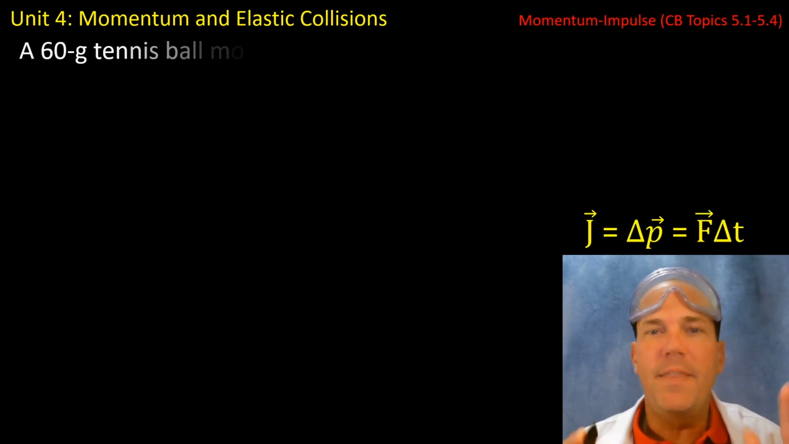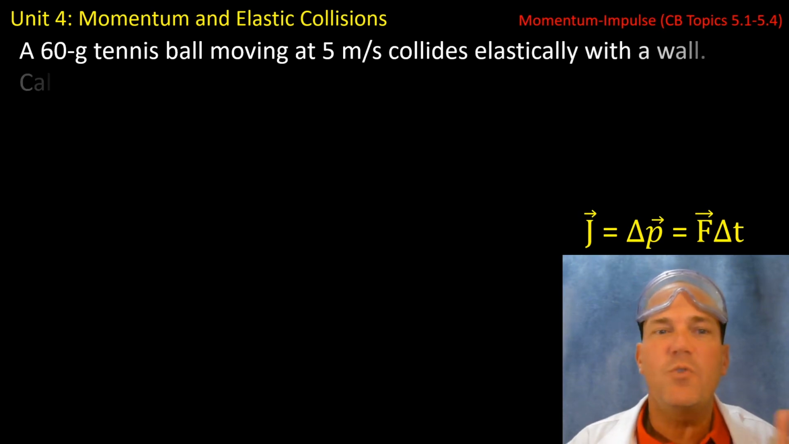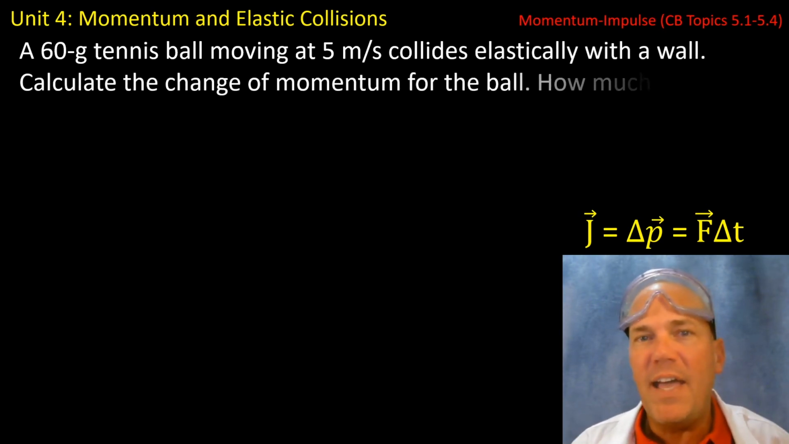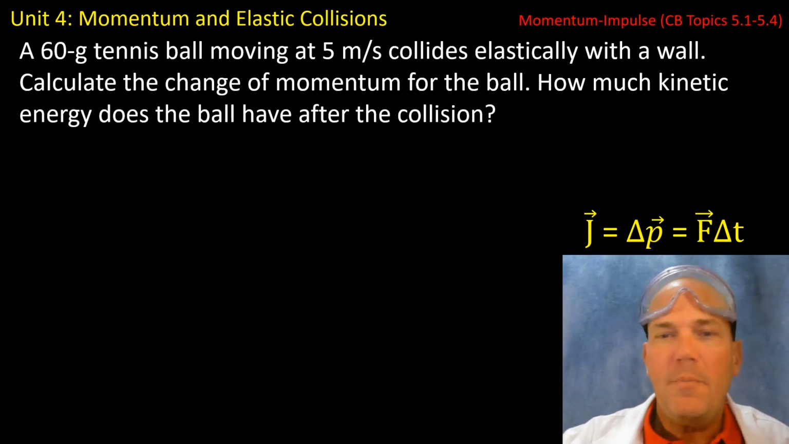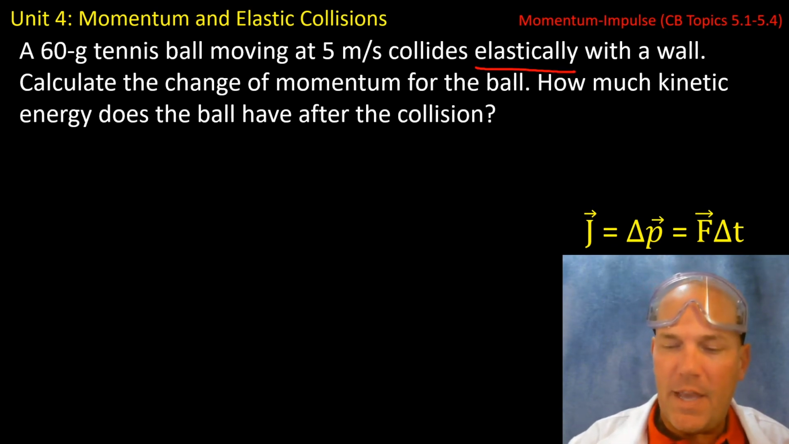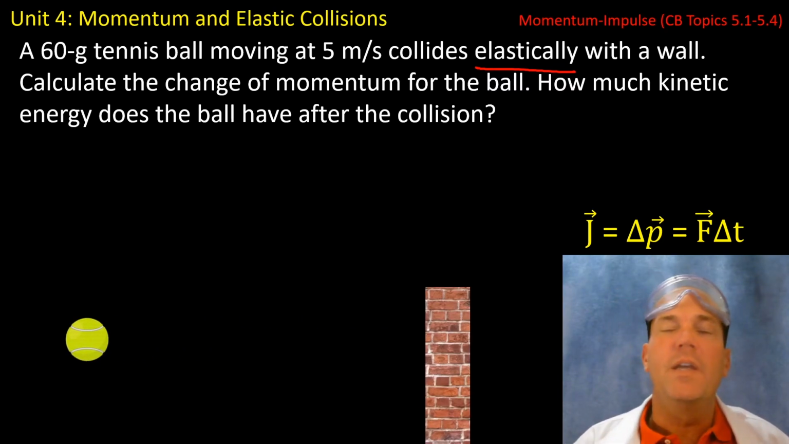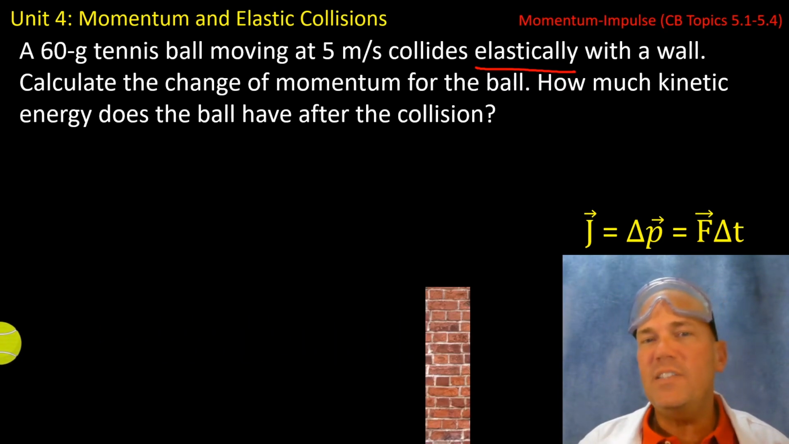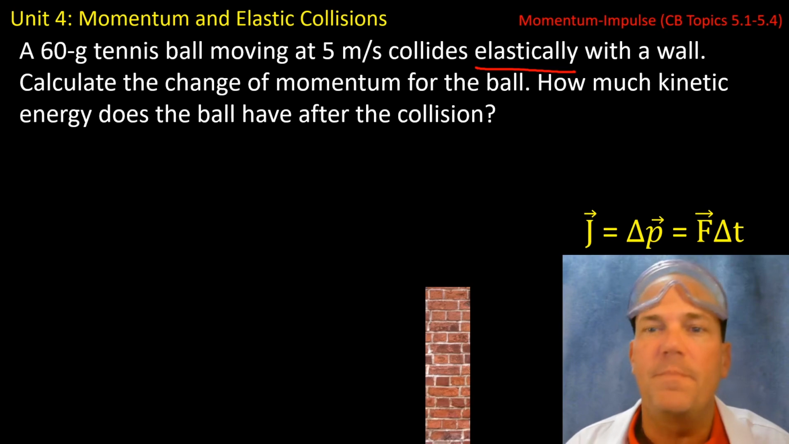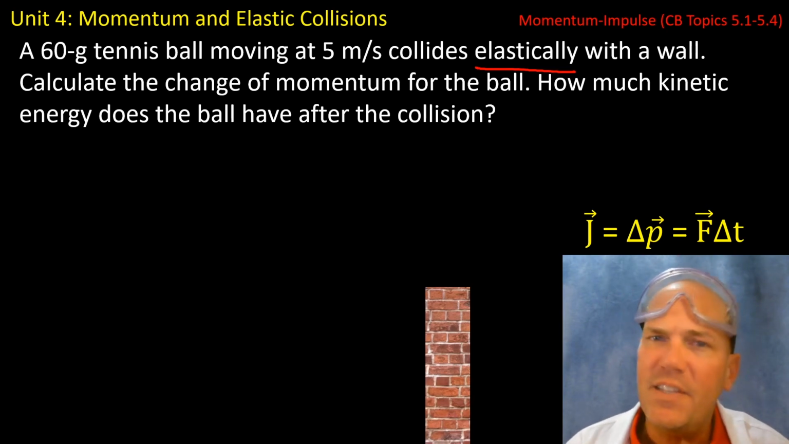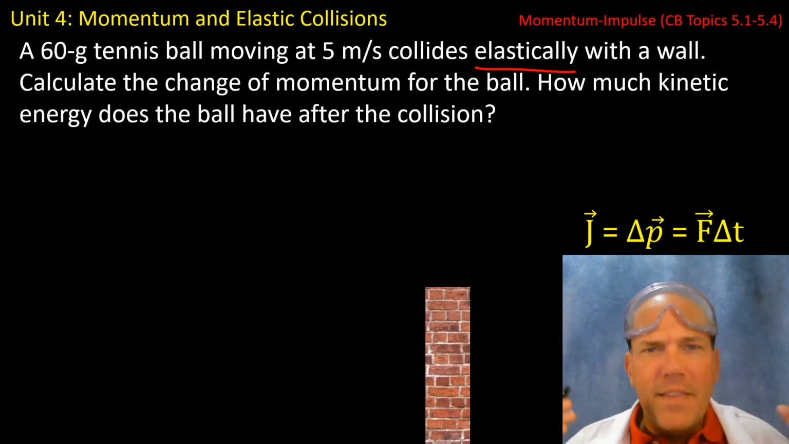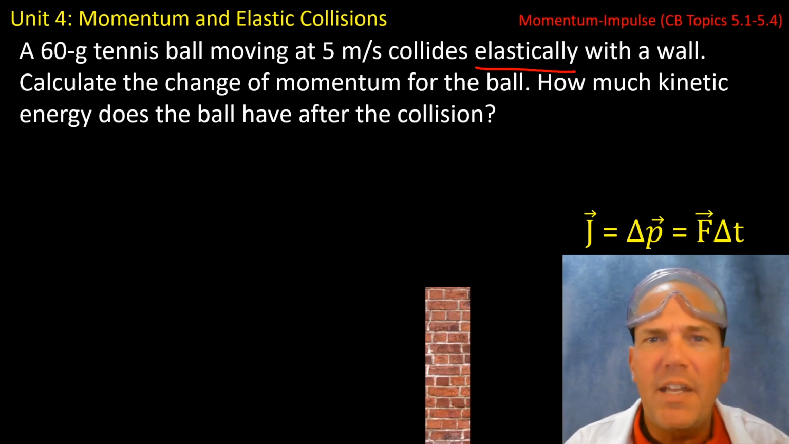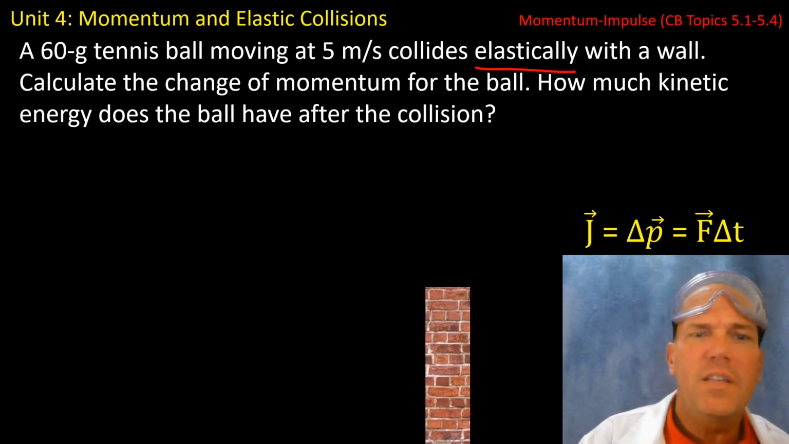Let's now look at this problem in which a 60-gram tennis ball collides elastically with a wall. So I am going to underline the word elastically, which is very important. So the object comes and strikes the wall, reverses direction, and now you're being told that that collision is elastic. What that means is the object's initial kinetic energy is the same both before and after the collision.